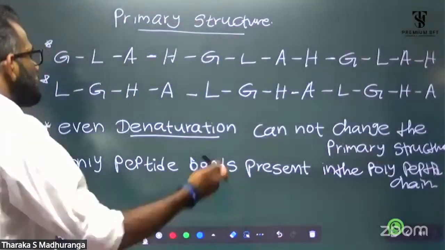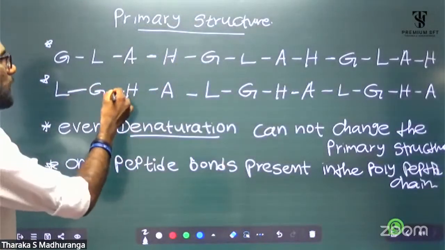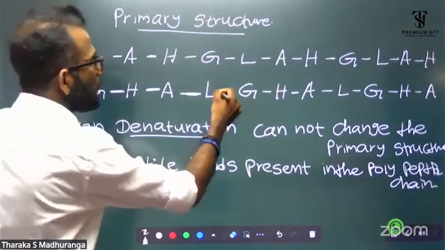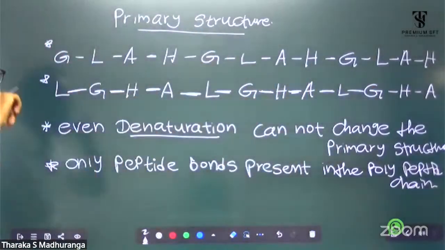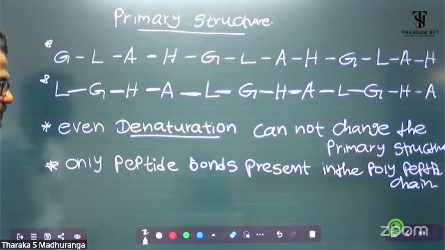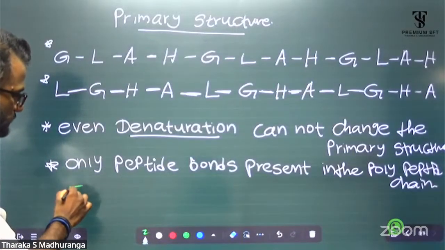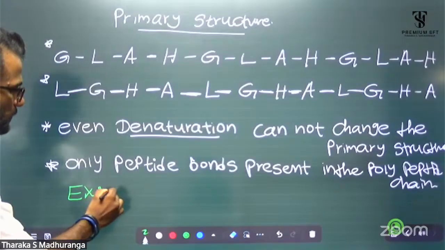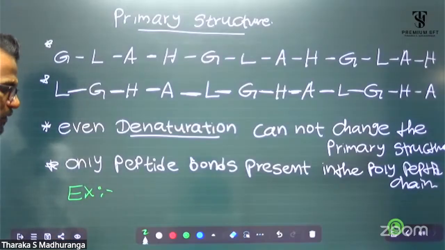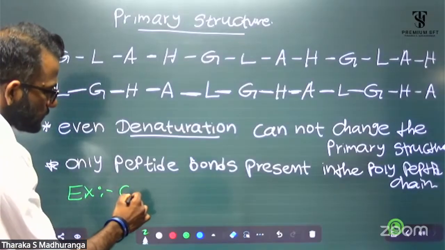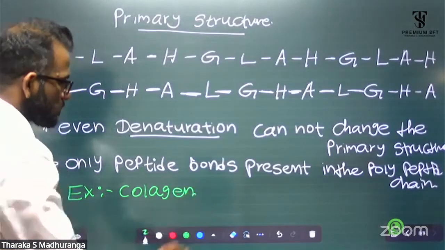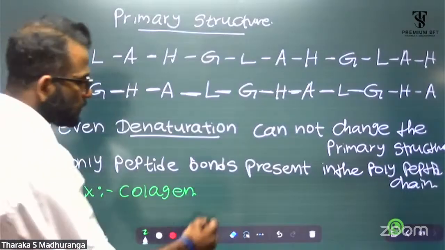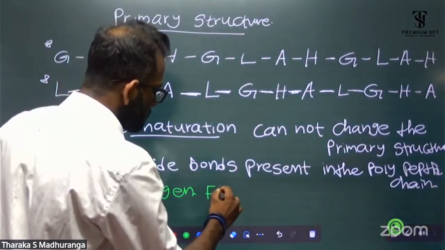And only peptide bonds are in the primary structure. All bonds are peptide bonds. Example: collagen protein, collagen fibers.